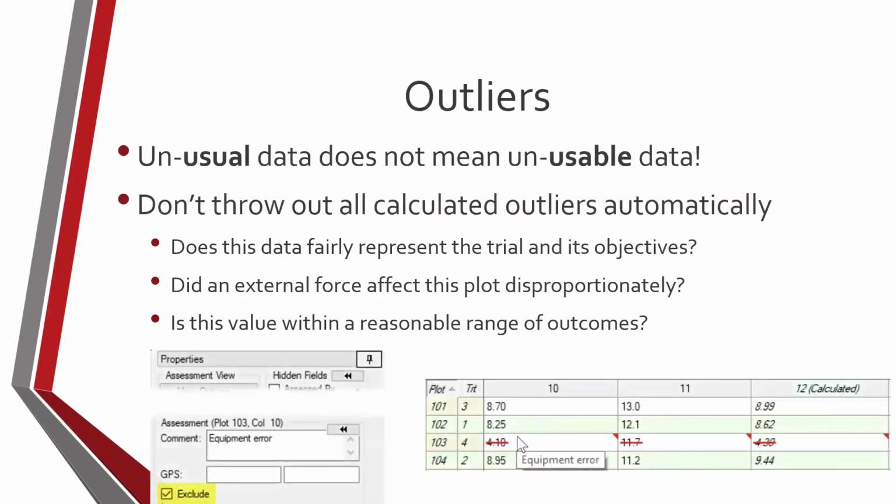If you do decide this value is not usable, it's not representative of what we're after, or something strange happened, you can exclude the value. And you can do this, once again, on that properties panel on the right. A little farther down, there's a section titled Assessment, where there's a box to exclude the plot. We also have a spot for a comment that you can put in to explain why you are throwing this out.